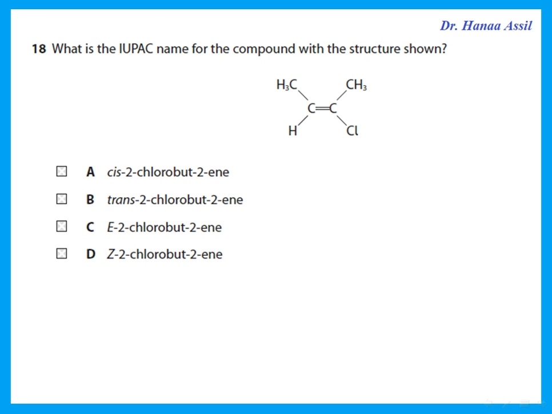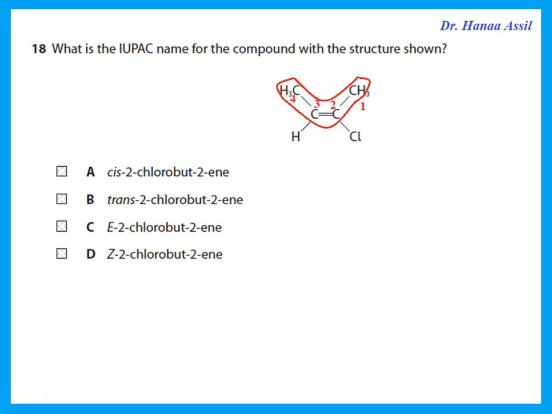What is the IUPAC name for the compound with this structure? Okay, how do we name this structure? First of all, it has how many carbons? It has 4, so it is but-. It has a double bond, so it is -ene, and the ene is on carbon number 2. Now, it has a chloro substituent on carbon number 2, so it is 2-chlorobut-2-ene. And these are all the choices, 2-chlorobut-2-ene.